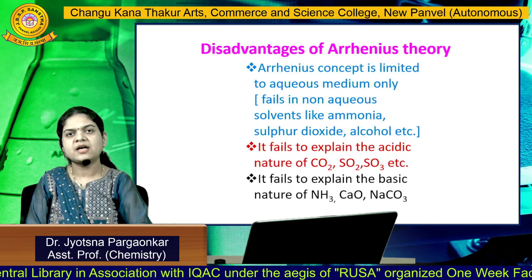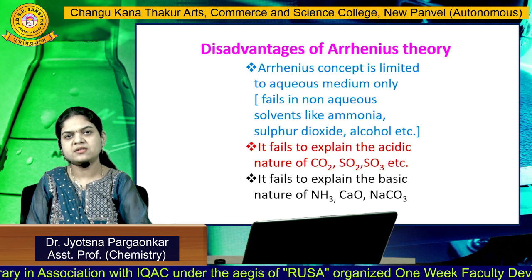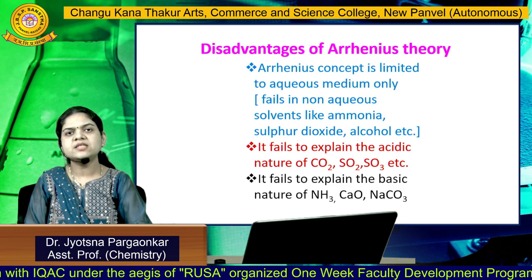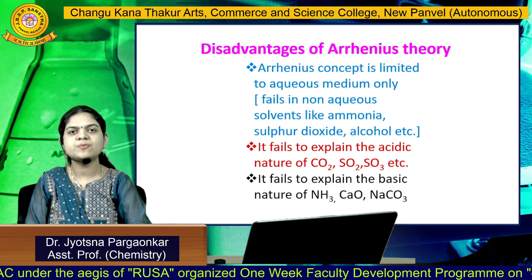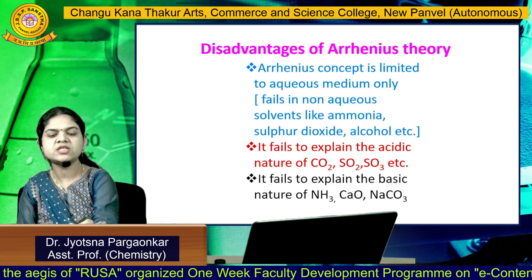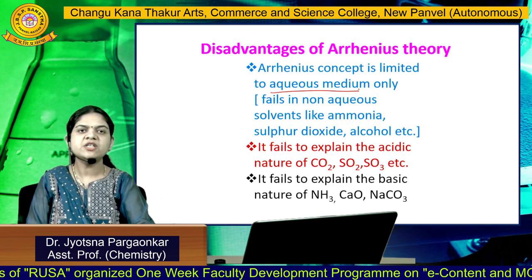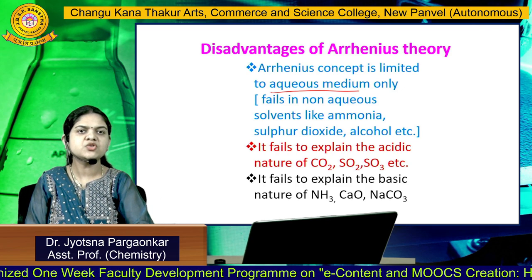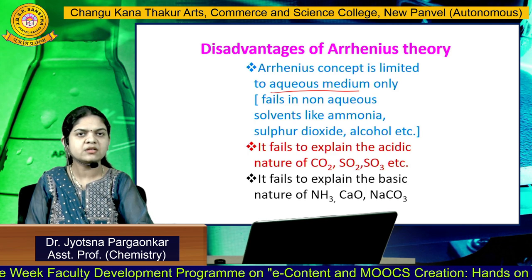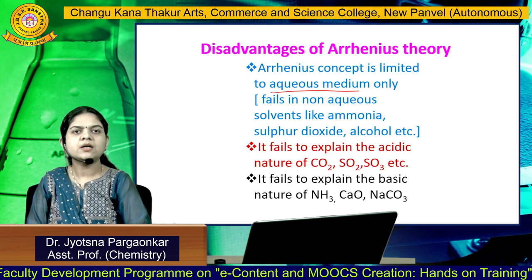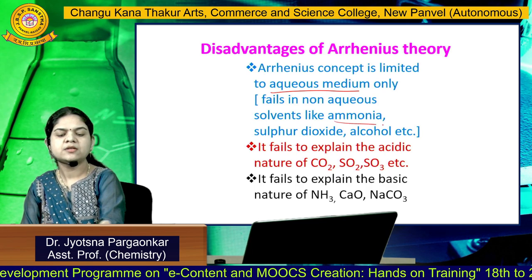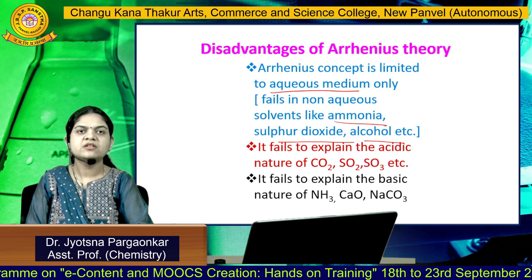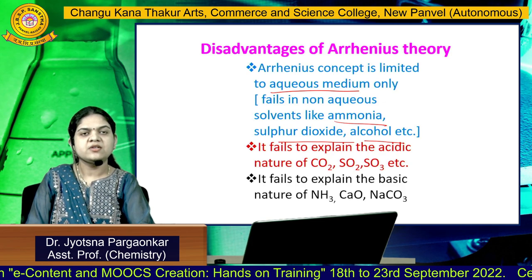Let's see the disadvantages of the Arrhenius theory. As I already told you, an acid is a substance which gives H+ ions in aqueous medium, and aqueous medium means water. So this is the limitation. If we choose any solvent other than water, like ammonia, sulfur dioxide, alcohol, etc., the Arrhenius theory fails.